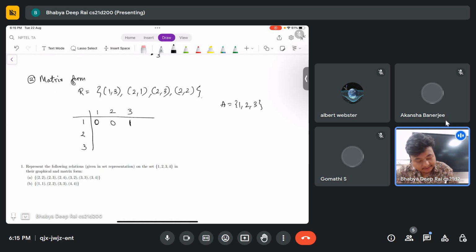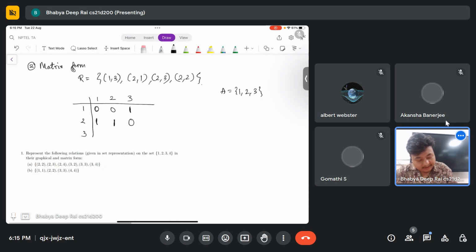Similarly, is 2 related to 1? Yes. Is 2 related to 2? Yes. 2 related to 3? No. And finally, is 3 related to 1? No. 3 related to 2? No. 3 related to 3? No. So this is another way to show it: matrix form.